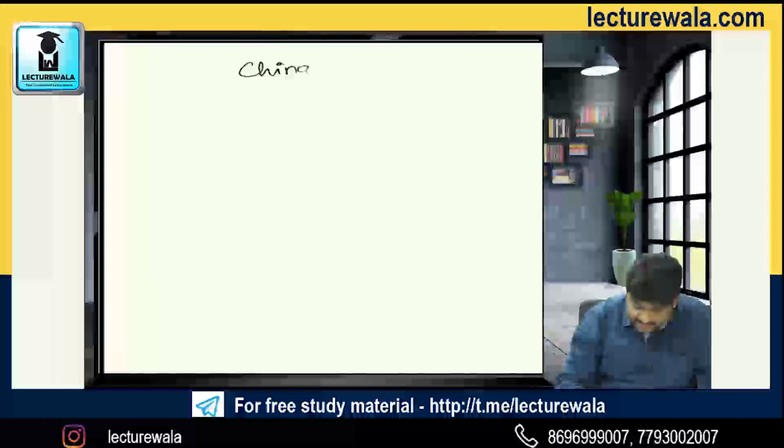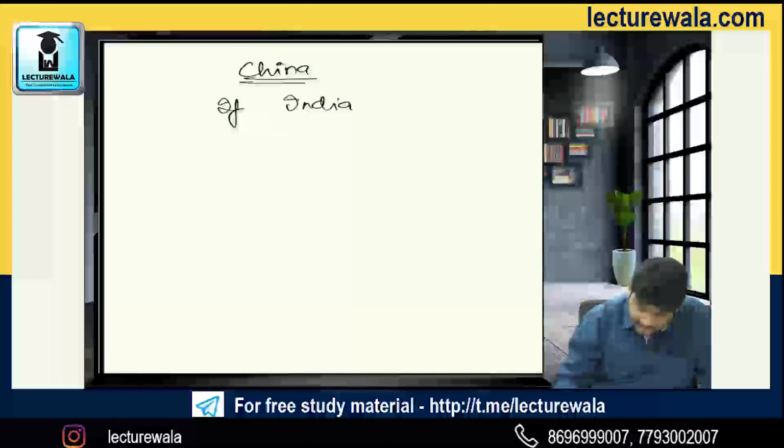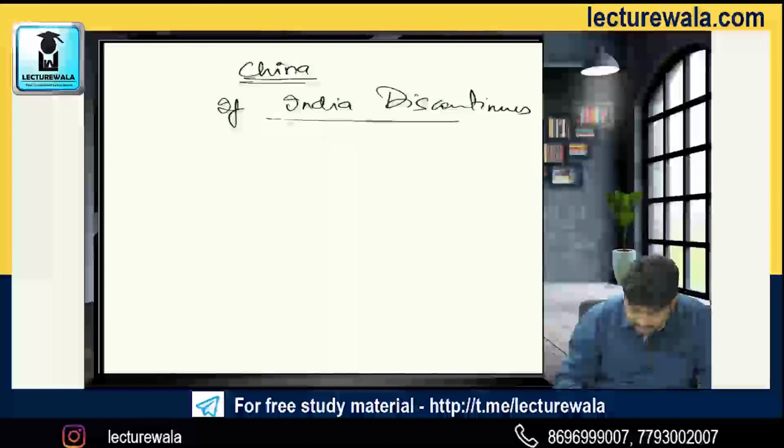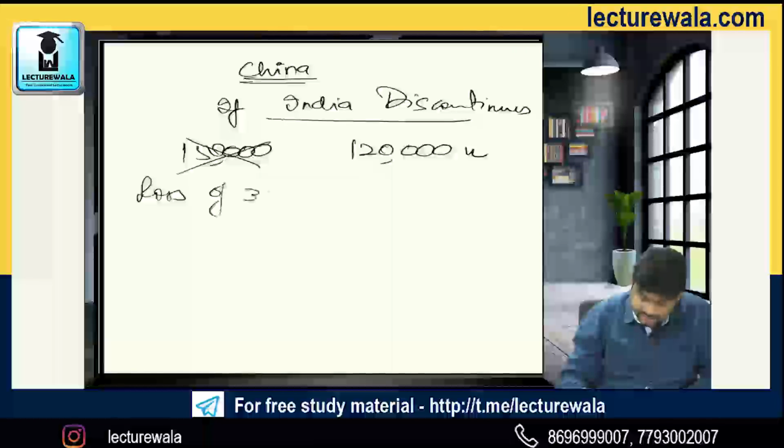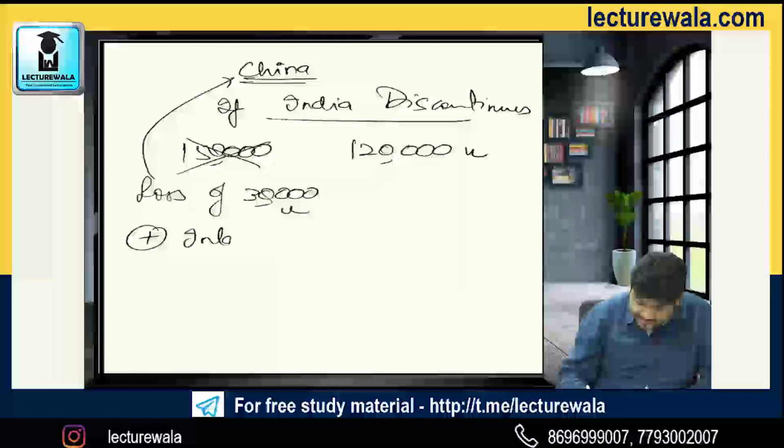So China is saying that, sir, if India discontinues, what will happen? Instead of 1,50,000, how many units? 1,20,000 units will be sold, correct? So can I say there is a loss of, correct, 30,000 units to Chinese division, correct? Okay. Plus they have said that they will have to pay some inland taxes. How much at the rate?